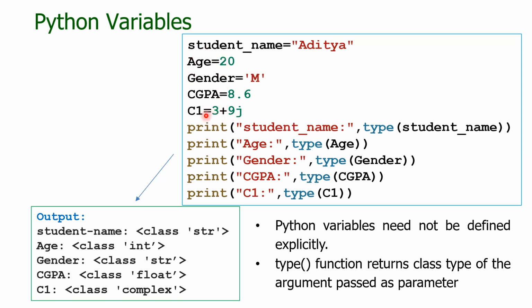So in all these different variables, you can observe that all these are holding different types of data. Student name is holding a string, age is holding an integer value, gender is holding a character, CGPA is holding floating point data, and C1 is holding complex data. Though we are assigning different types of data to the variables, we are not explicitly defining the type of the variables.